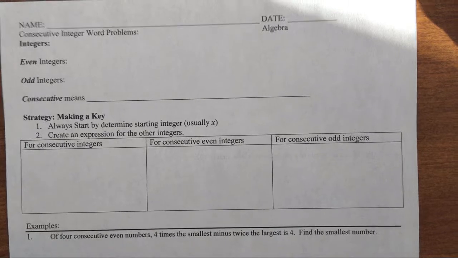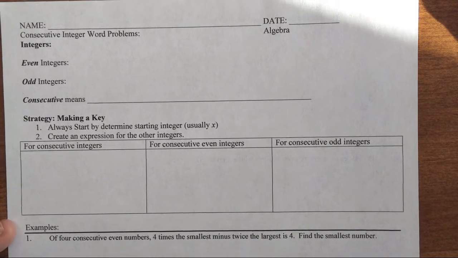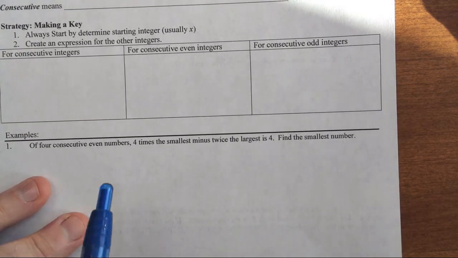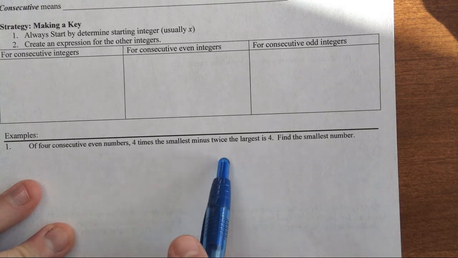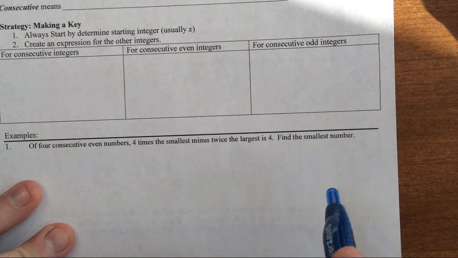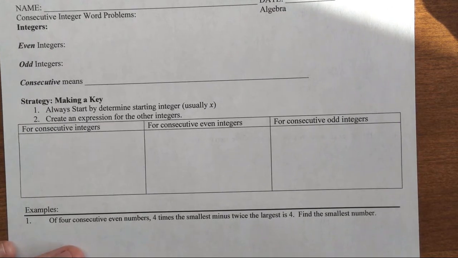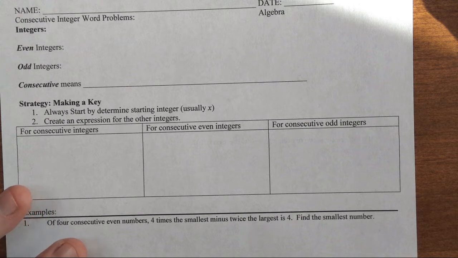Welcome back to some little consecutive integer word problems here. So let's get right into it today. The questions we're going to do today are going to be ones that look like this, right? Four consecutive even numbers. 4 times the smallest, minus twice the largest is 4. What's the smallest number? For this, we're going to need to create a key, and that's what we're going to talk about first.